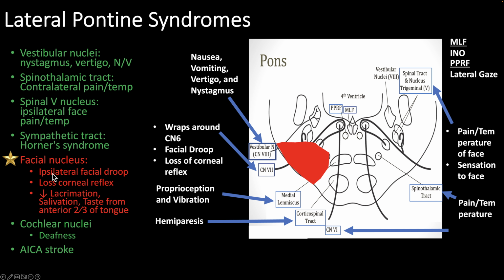Okay, you're going to get a facial nucleus. You're going to get ipsilateral facial droop, loss of the corneal reflex. Again, cranial nerve number 7, right? And you're going to get decrease in lacrimation, salivation, and taste from the anterior 2/3 of the tongue.